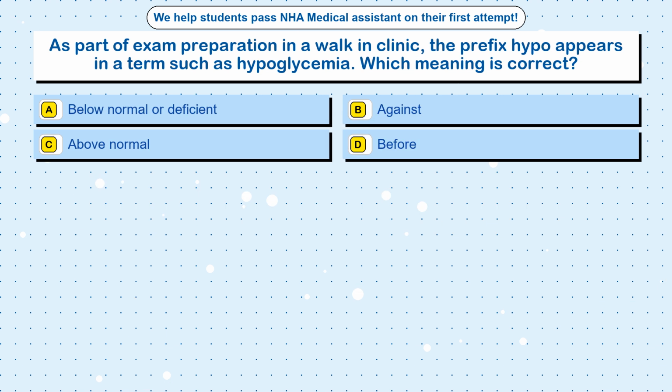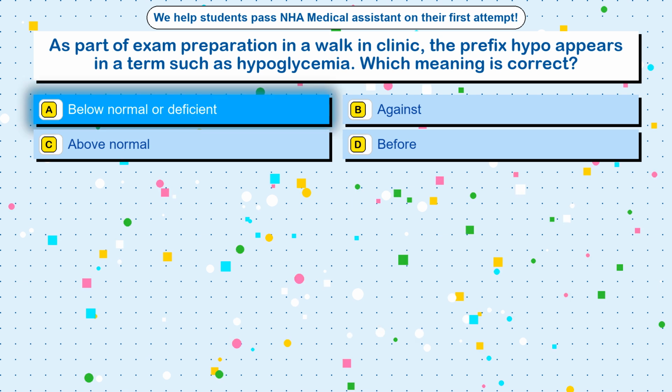Question 97. As part of exam preparation in a walk-in clinic, the prefix hypo appears in a term such as hypoglycemia. Which meaning is correct? Option A, below normal or deficient. Option B, against. Option C, above normal. Option D, before. The correct answer is option A, below normal or deficient.